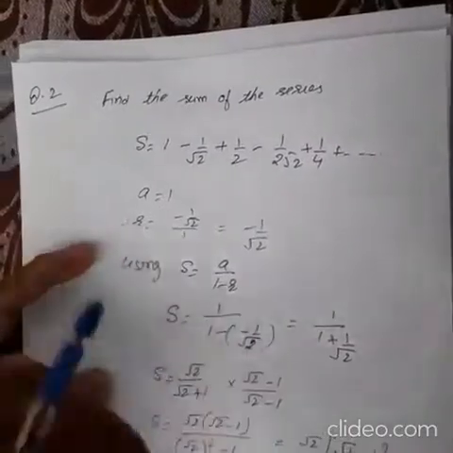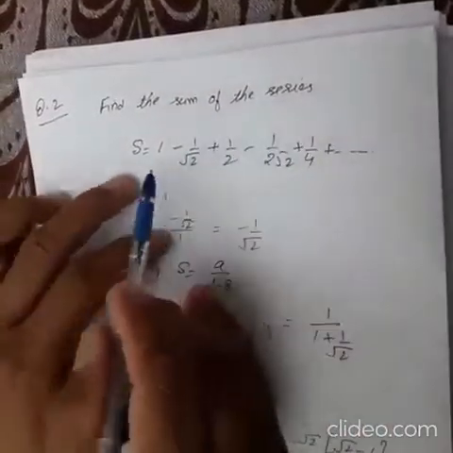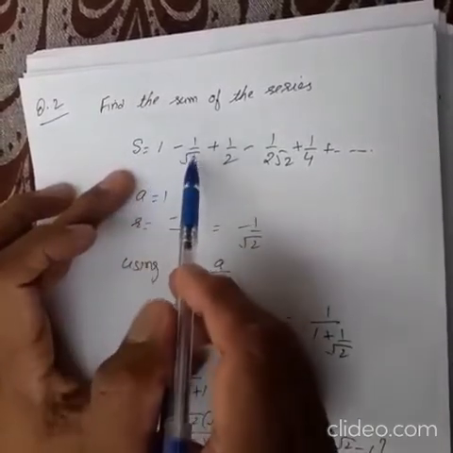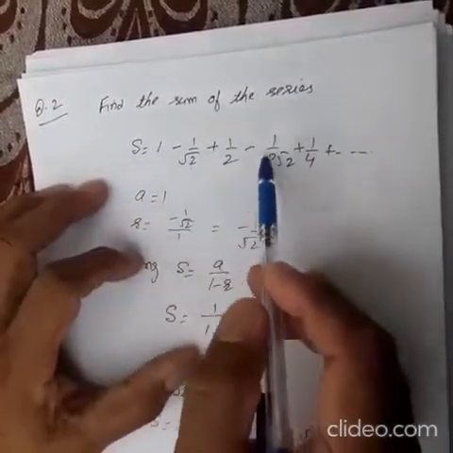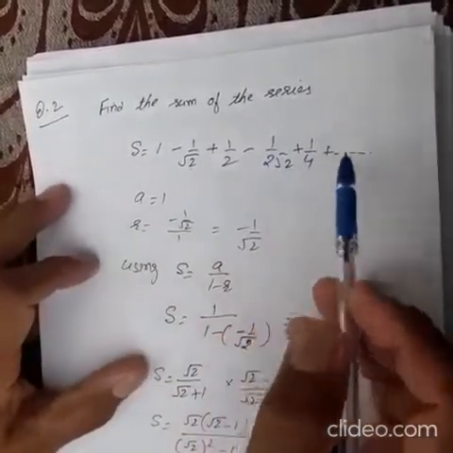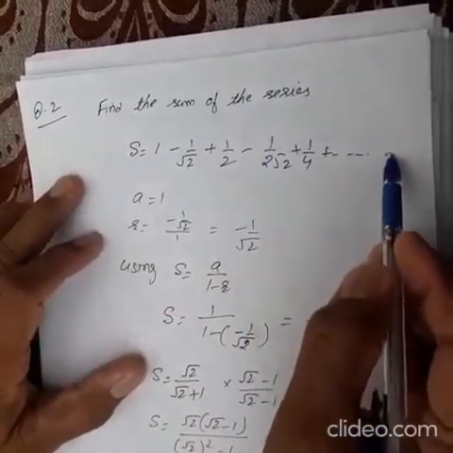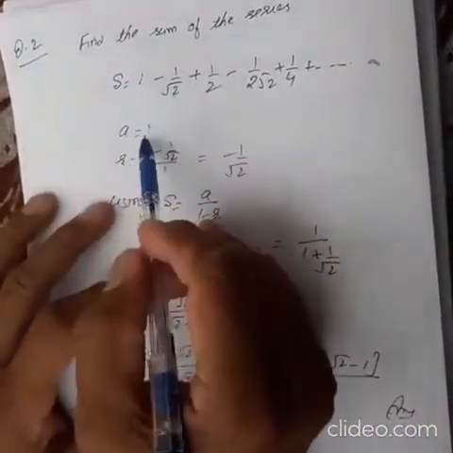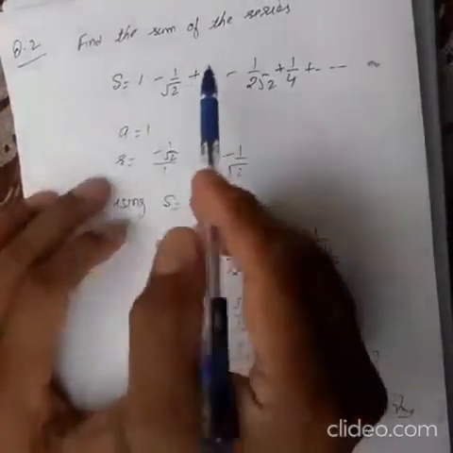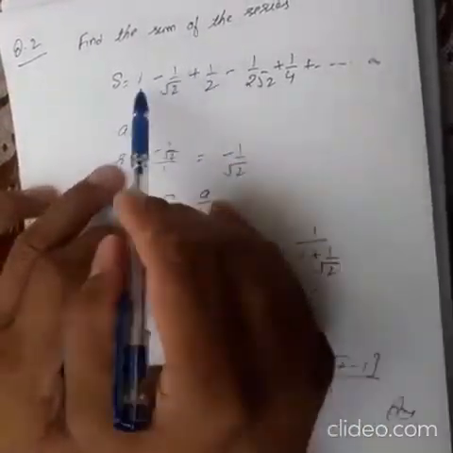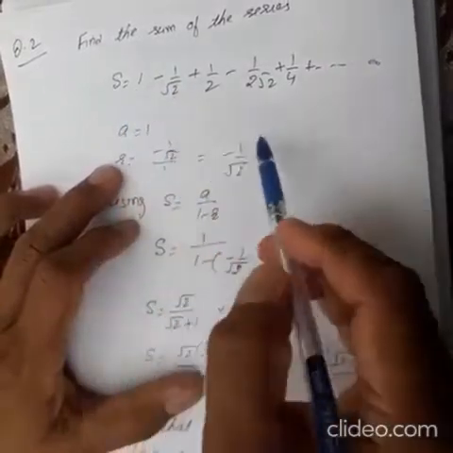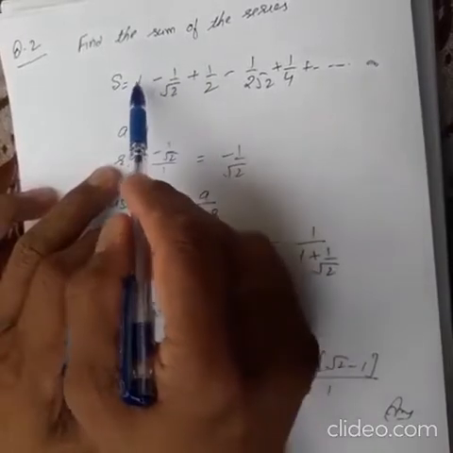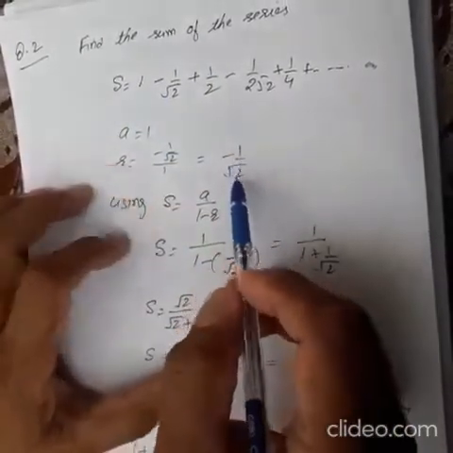So some more questions of this type. Find the sum of the series S. Let S be the sum 1 minus 1 upon root 2 plus 1 upon 2 minus 1 upon 2 root 2 plus 1 upon 4 and so on up to infinity. Now identify the first term, it is A, that is 1. So the first term is 1. Find out the common ratio. The common ratio is the second term upon the first term. The second term is minus 1 upon root 2, and the first term is 1, so it is minus 1 upon root 2.